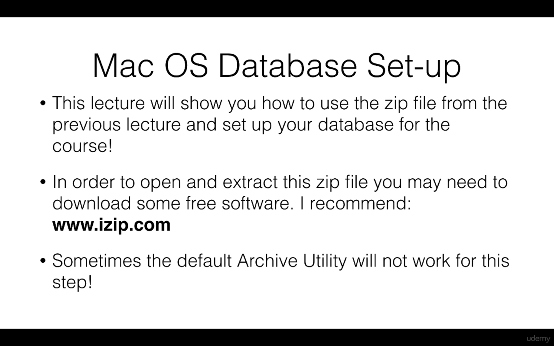So again, if you haven't already, go back to the previous lecture and download from the resources section the dvdrental.zip file. If you're using a Mac and haven't downloaded any zip file or extraction software, go to www.izip.com, which I'll show you in just a second, and download the iZip program in order to extract zip files. I should note, sometimes the default archive utility won't work for this step, meaning if you try unzipping the file using archive utility, the default for a Mac, sometimes it won't work.